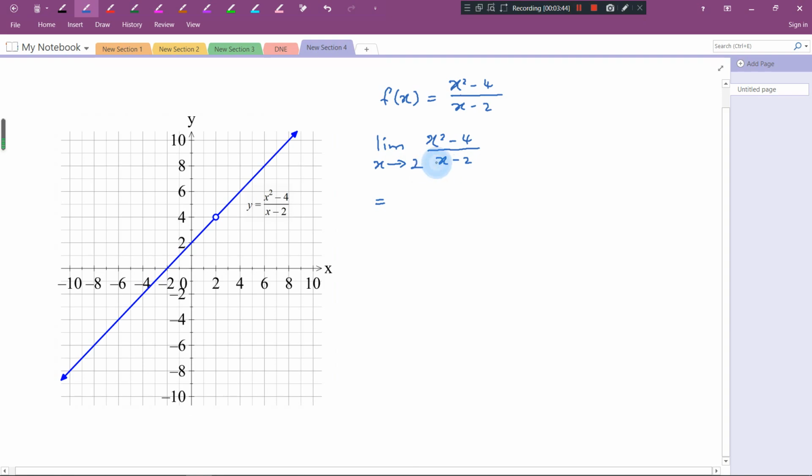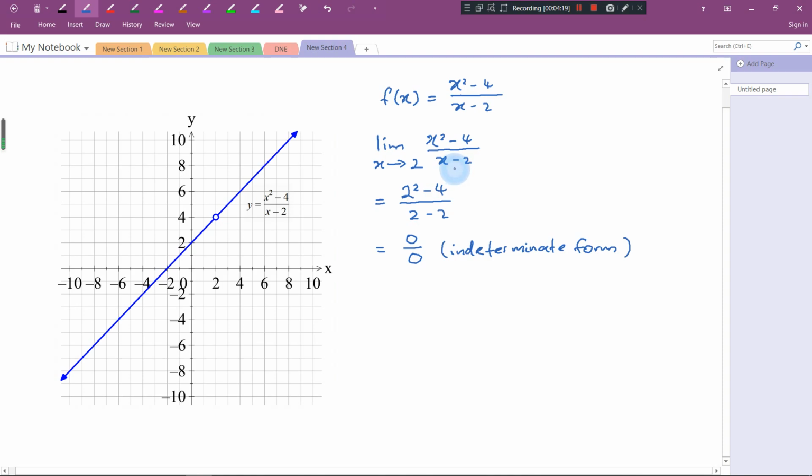Now I'm going to try the direct substituting method first. I plug in the 2 over here. 2 squared minus 4, over 2 minus 2. I will get 0 over 0. This one we call indeterminate form. If you get indeterminate form, you know that this is not the correct way for us to solve these questions. We need to try another method.